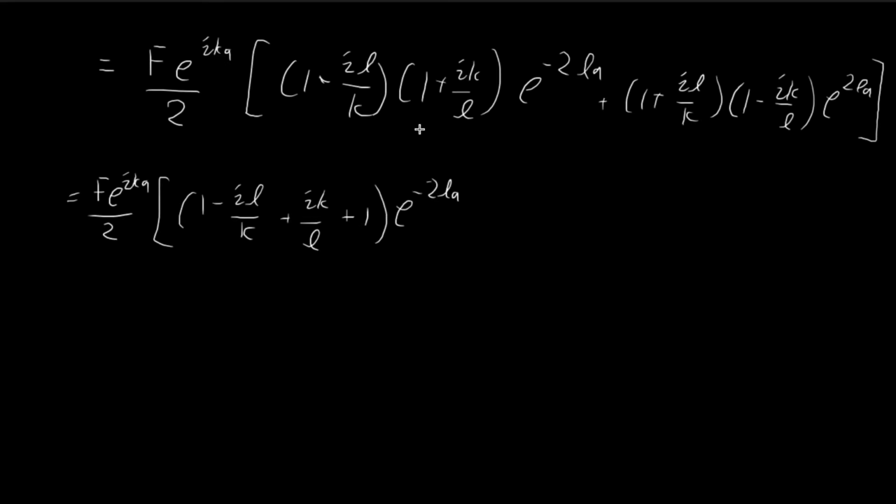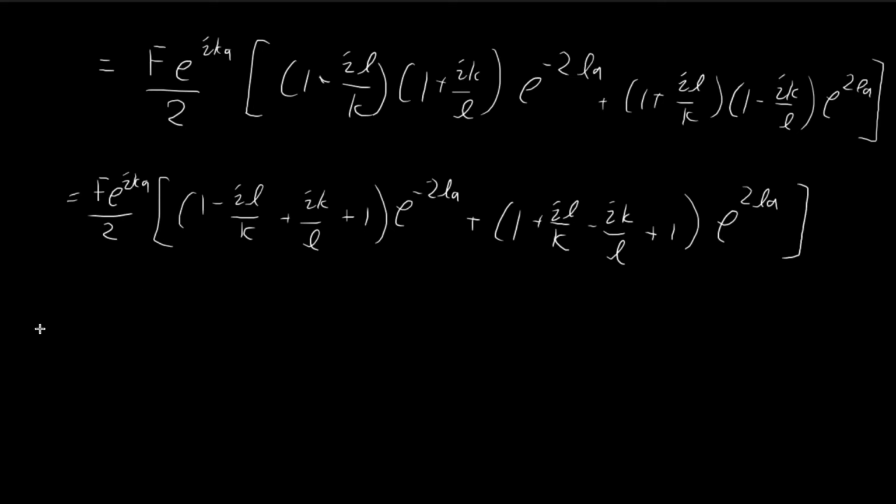And so this is what we have for this expression. And then we do the exact same thing over here. So we have 1, and then plus il divided by k, and then also minus ik divided by l. And then when these two expressions multiply, the l's cancel out, the k's also cancel out. We have a negative i squared, which is just equal to 1. And then e to the power of 2la.